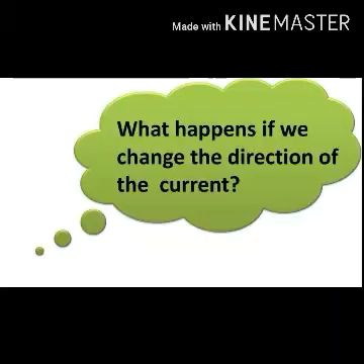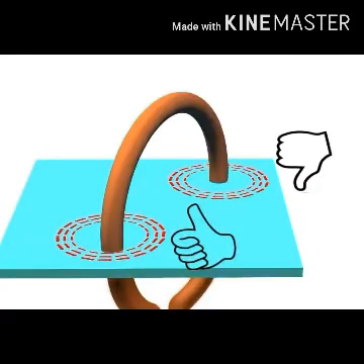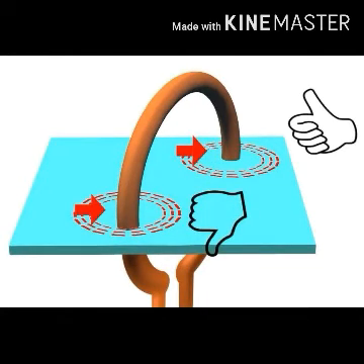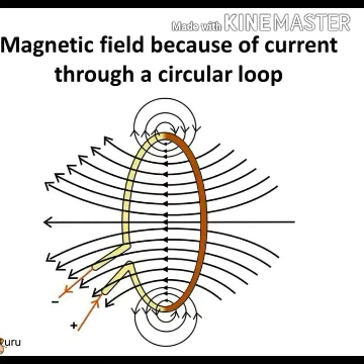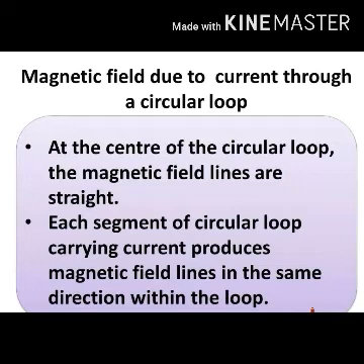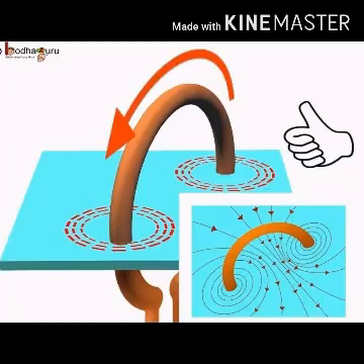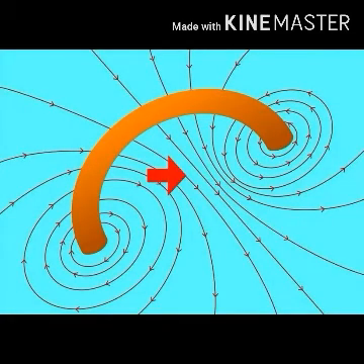Now, you may wonder what happens if we change the direction. What do you see? If the direction of the current is reversed, then obviously the direction of the magnetic lines of force also gets reversed. So remember, due to current through a circular loop, the magnetic field lines are circular. Also, the most important thing to remember is that each segment of a circular loop carrying current produces magnetic field lines in the same direction within the loop.